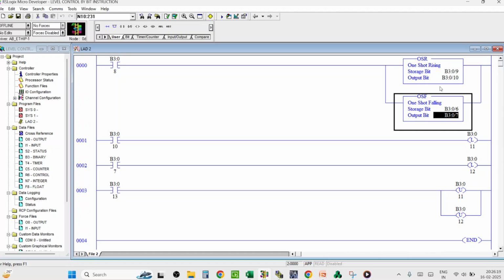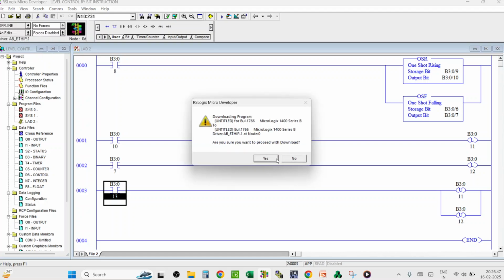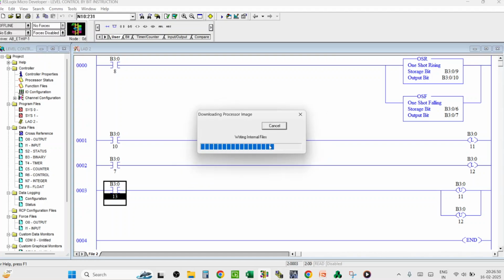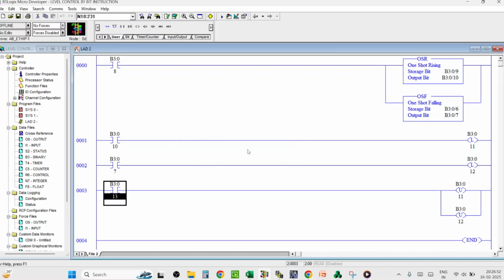So that's why I have taken bit number 10 and I am going to latch bit number 11, just to see whether bit number 10 goes high or not. Similarly, I have used bit number 7 and given it to another address, bit number 12, that is latched when bit number 7 goes high. Then this bit is used to unlatch both of these bits. Now I'm going to download this program into the Allen Bradley PLC and then we're going to see it with an actual demonstration.